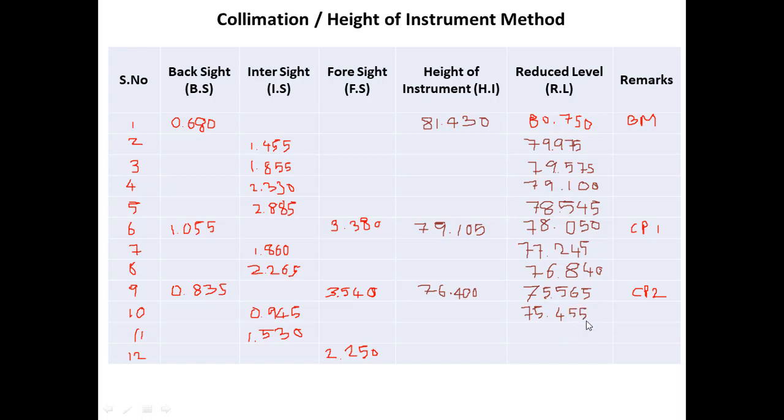Next RL: 76.400 minus 1.530 gives 74.870. Then next, 76.400 minus 2.250 gives the answer of 74.150.